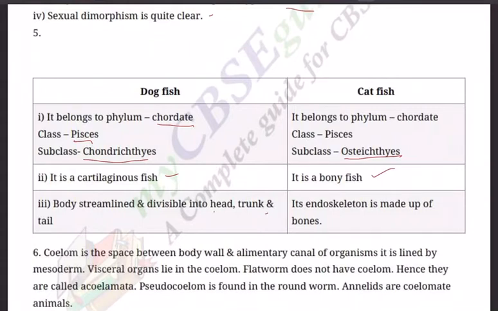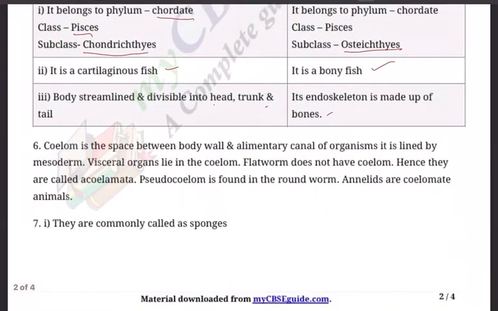So it is a typical normal fish. Whereas this one, catfish, its endoskeleton is made up of bones. That's why Osteichthyes.